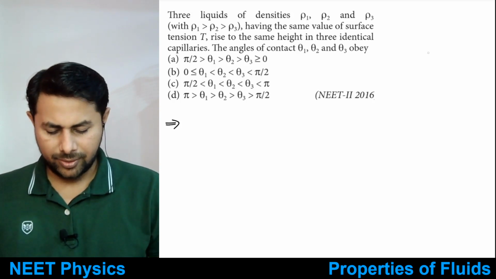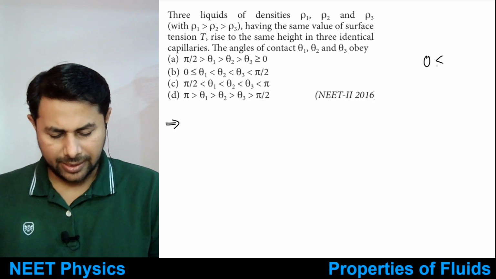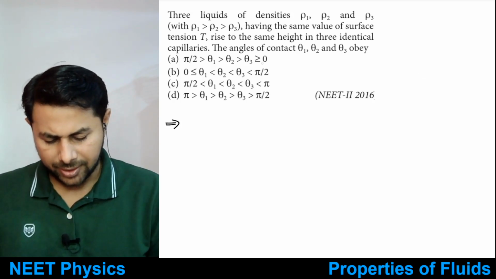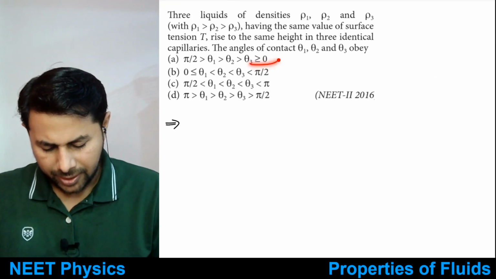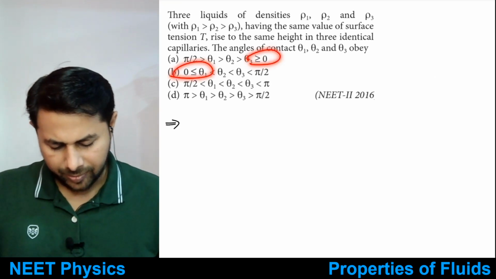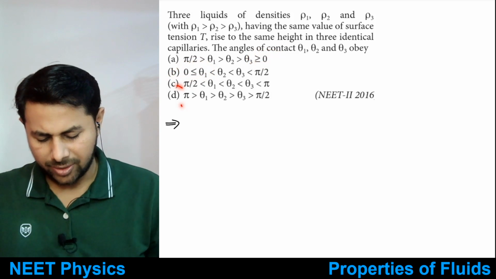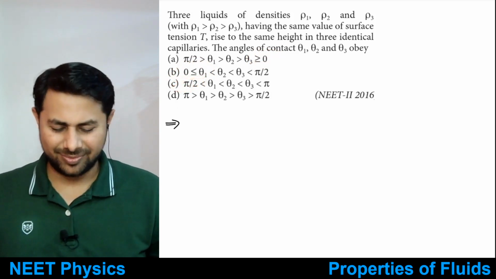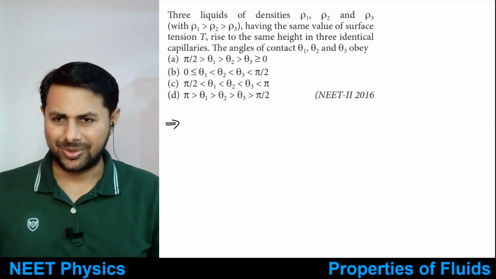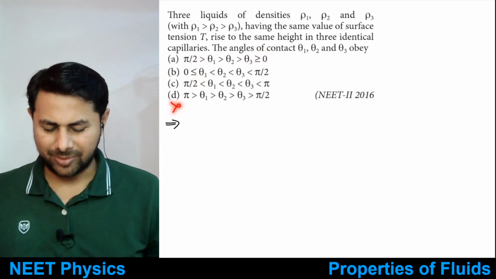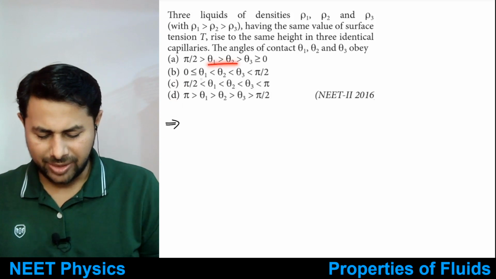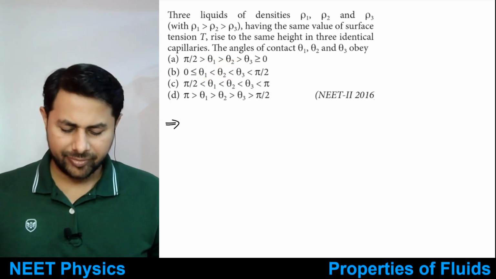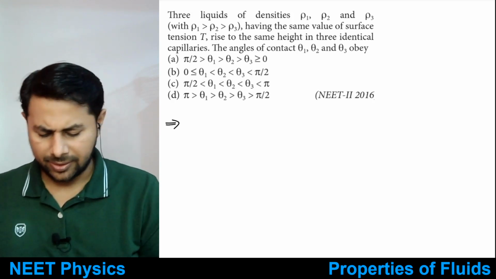All right. So 0 would be of course less than or equal to one of them, right? So either it is option A or option B, and C and D is not possible because minimum angle of contact is not pi by 2, right? Minimum angle of contact is 0. So C and D is not possible. Then we need to check which ones are greater, either the theta 1 is greater or theta 2 is greater, right? So that we need to check.